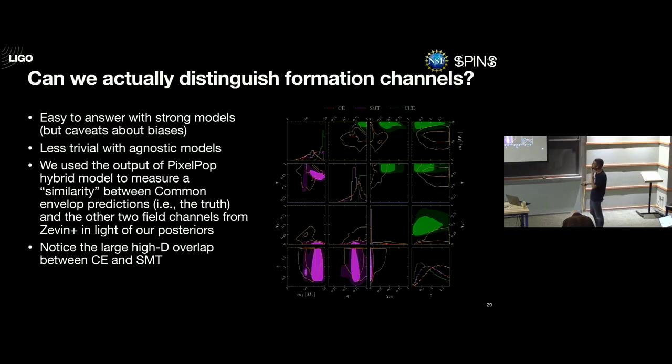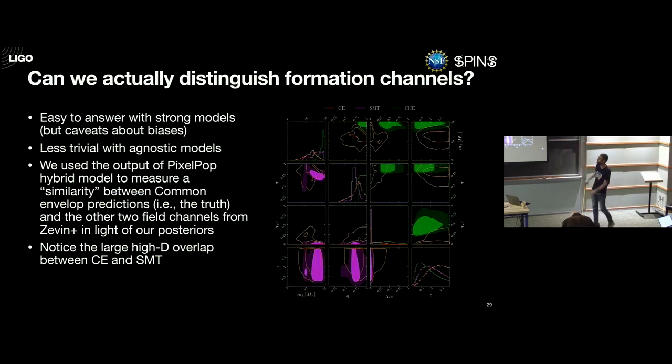Something that we have tried is to use the output of this pixel pop hybrid analysis to measure at least some idea of similarity between the common envelope predictions, which is where our black holes were drawn from, so the truth in quote, and the other two field channels from Zevin et al., which will be chemically homogeneous evolution and stable mass transfer. Here you see the distribution of the true values for mass ratio, chi-effective, and Z for these three channels, again from Mike's paper. I'm showing this mainly to stress that chemically homogeneous evolution makes predictions which are much more different than CE and SMT, right? It's the most different of these three.